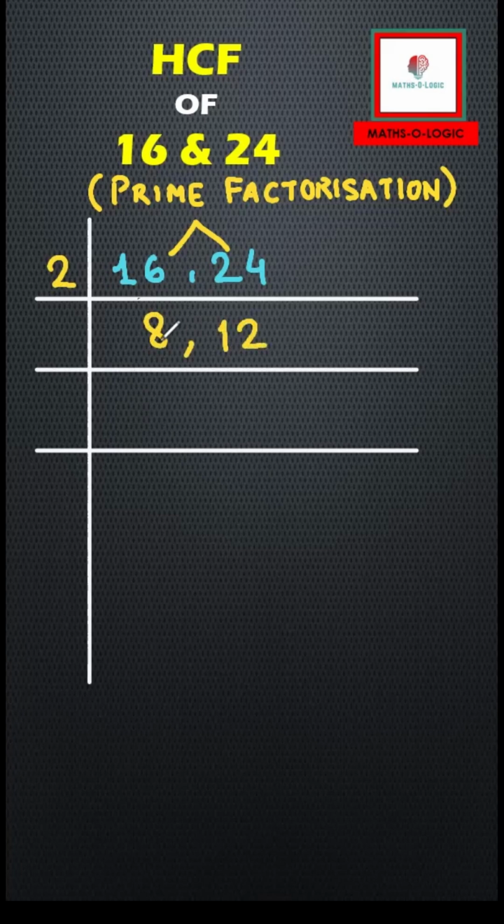So again, 8 and 12 are even numbers. I'm going to divide 8 and 12 with 2 again, and I have 4 and 6. 4 and 6 again are even numbers. So let's divide this with 2. So 2 times 2 is 4, 2 times 3 is 6.